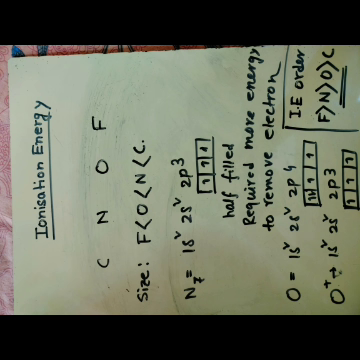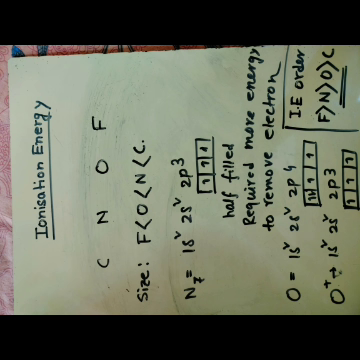So the actual first ionization energy order of nitrogen, oxygen and carbon is: nitrogen requires more energy, therefore it has more ionization energy. So the actual first ionization energy order is nitrogen greater than oxygen, then carbon, because oxygen has a smaller size than carbon. So the first ionization energy order is nitrogen, oxygen and carbon.